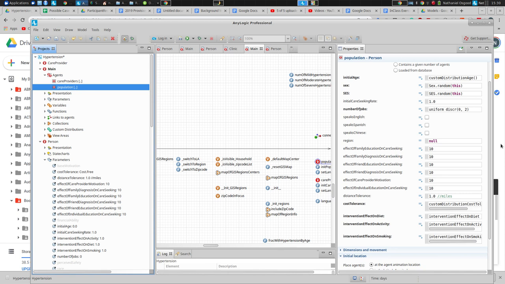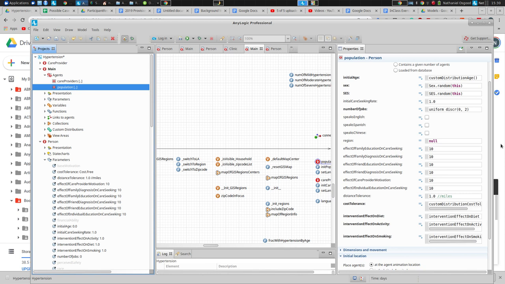Their care seeking rate is set. The number of jobs, this is the number of jobs they're juggling. Is that right, Bryce? Number of jobs? Yes. So if they're working two jobs, maybe it makes them too busy to see the clinician, makes it harder to get access at an operational level. And there are other assumptions being filled in.